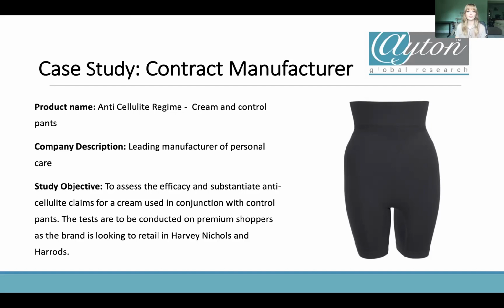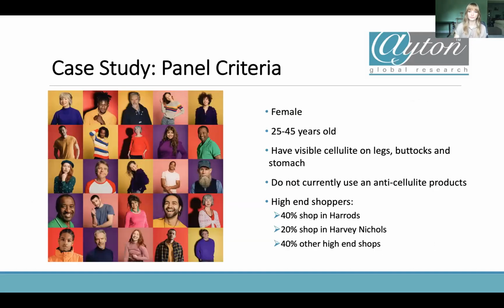So we wanted to assess the efficacy of the product and substantiate the anti-cellulite claims for a cream that's used in conjunction with the control pants. They also wanted to look at premium shoppers because the brand was looking to retail in Harvey Nichols and Harrods. So that's really important. So what's our panel criteria for the study?